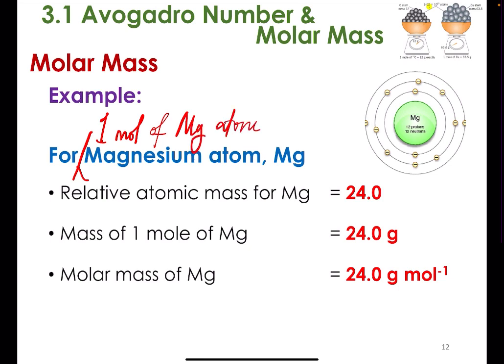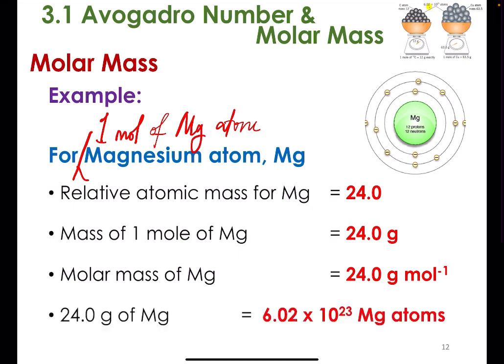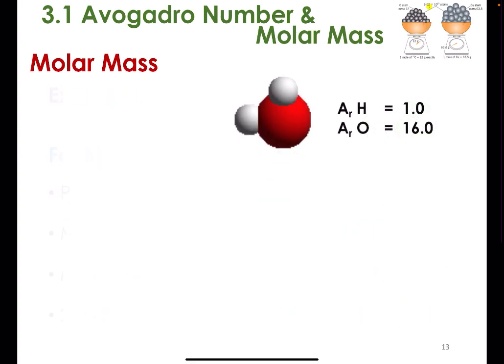So how do you want to compare with the number of Mg atoms? You can say that for 1 mole of Mg atom, you will have 24 gram of magnesium atom, which is also equal to 6.02 × 10^23 Mg atoms. So ini adalah new kefahaman untuk awak. Okay, next one. I give you one more example. I got water.